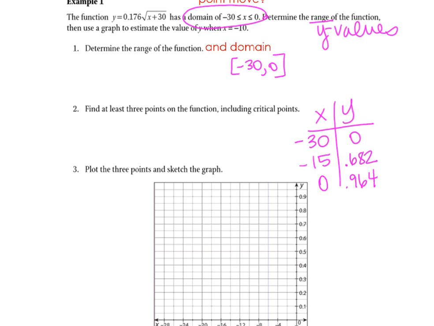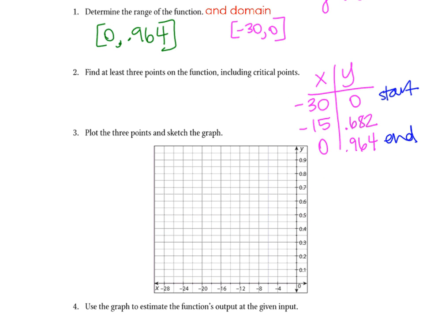Now this also answers our range question because our domain goes from negative 30 to 0. Well, when x is negative 30, we're at 0 for our y, so my range is going to start at 0. And then it's going to end when x is 0. Well, when x is 0, my y value is 0.964. So my range is going to go from 0 to 0.964.